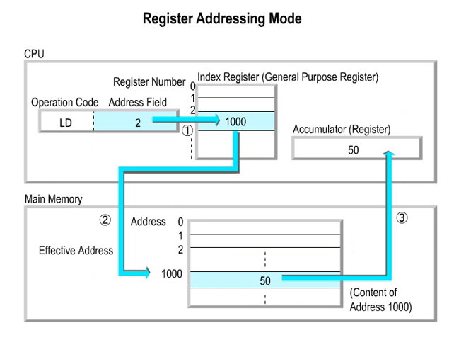6. Register addressing mode. In register addressing, the register number is put into the address field of the instruction. When the instruction is executed, the value of the general-purpose register specified by the instruction becomes the effective address. Compared to other addressing modes, the number of bits in the address field is the smallest.